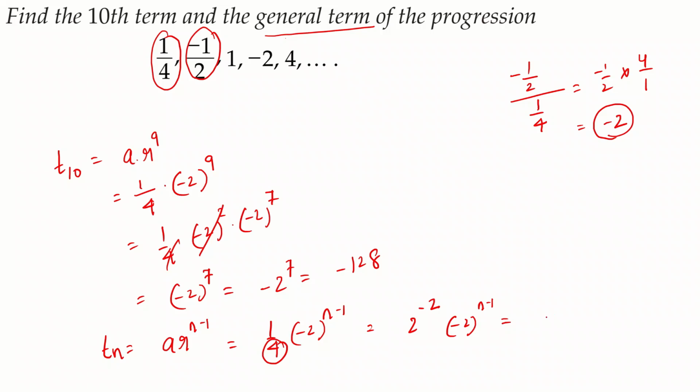And then I can take minus 1 outside, so it is minus 1 to the power of n minus 1, and then 2 to the power of minus 2 and n minus 1 I can combine. So I get minus 1 to the power of n minus 1, times 2 to the power of n minus 3. This is my answer for the general term of the GP.